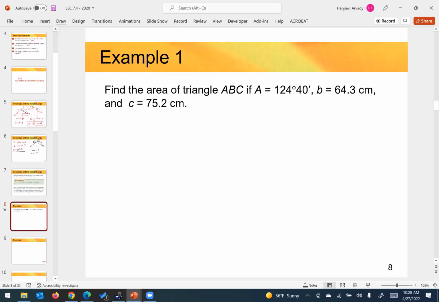You did 1/2 times base times height, right? Yeah. But we're trying to work with a formula that has sine inside of it as well. Oh, no, I have sine in it. Yeah. I did 1/2 and then B and then C.